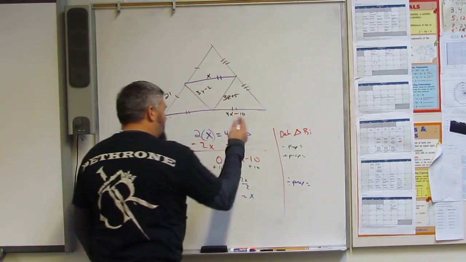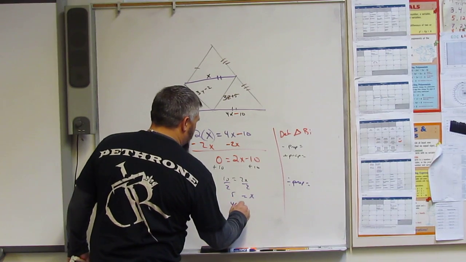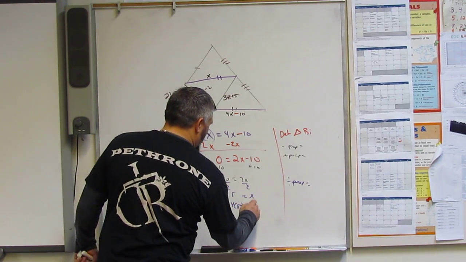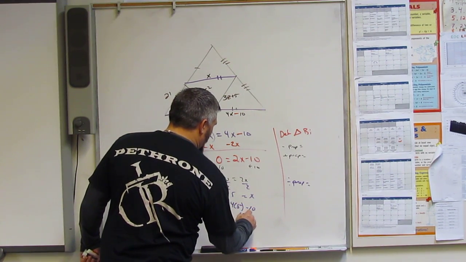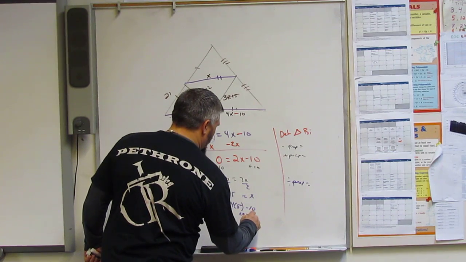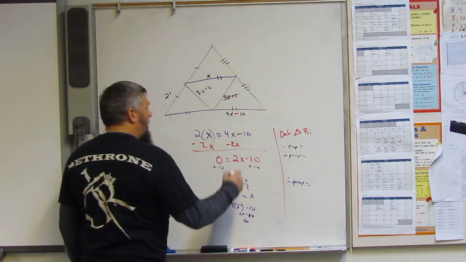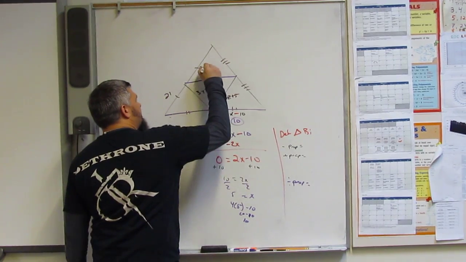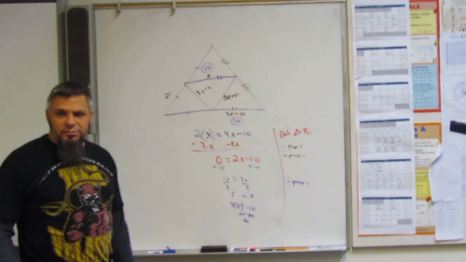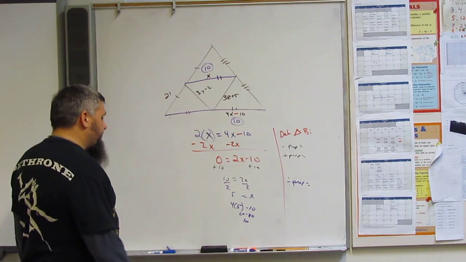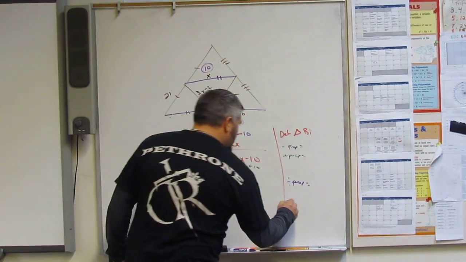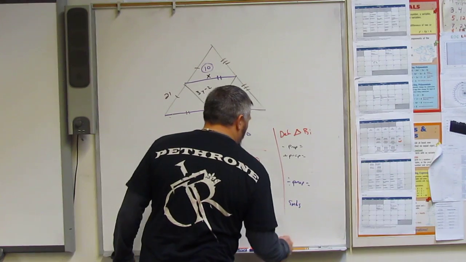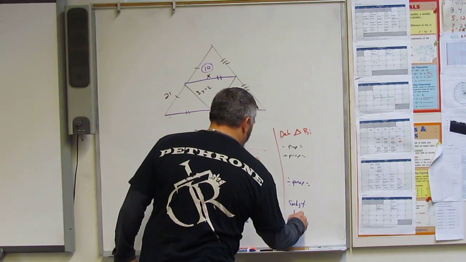Okay, plug it in, and you get 4 times 5 minus 10, so I get 20 minus 10, and I get 10. So this side is 10. That means this side is 10. Okay? And again, substitution. Okay, and simplification.